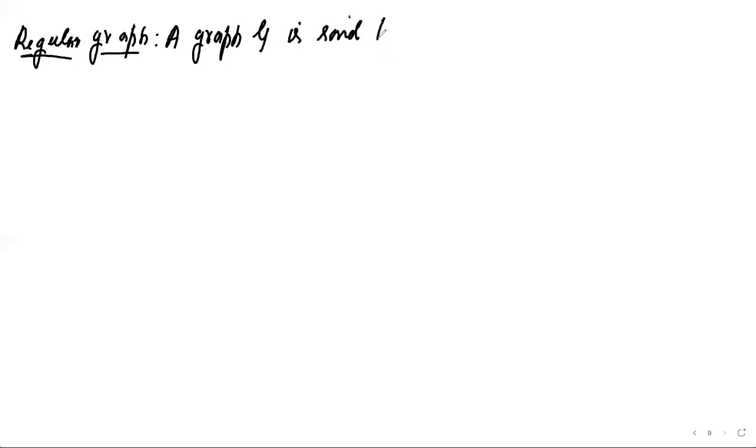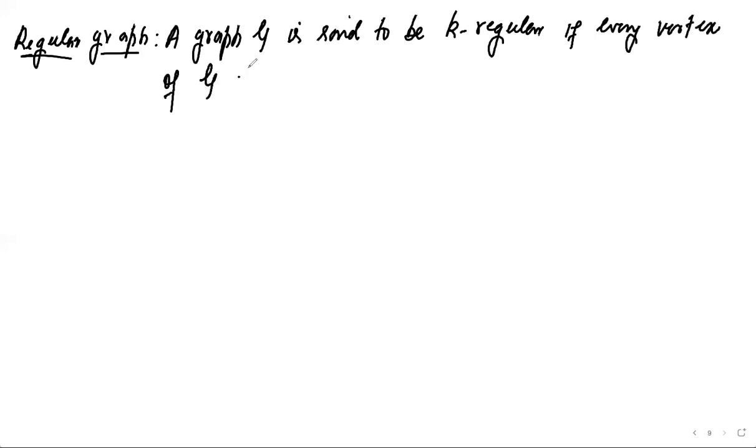So before taking up a theorem, we will define what we mean by a regular graph. A graph G is said to be k-regular if every vertex of G has degree k.